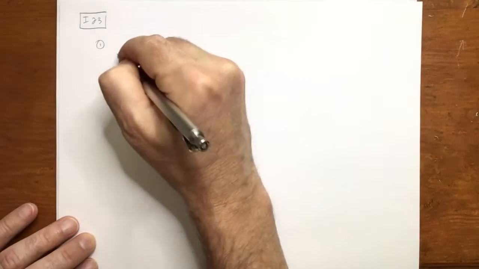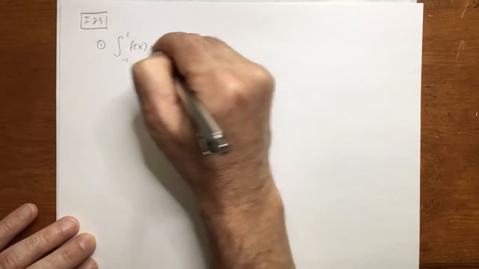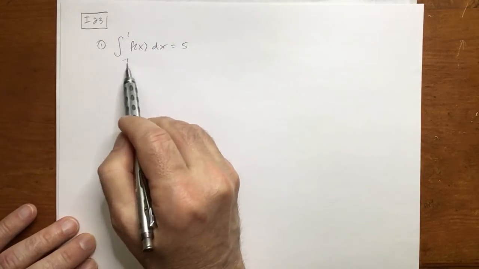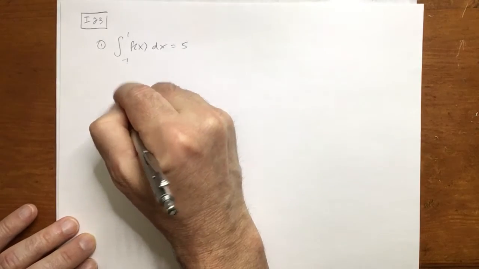So problem 1, let's say I give you that this is true. So don't forget what we're saying. This is the area under this curve from -1 to 1. We don't need the picture. Okay, let's say I tell you that this is true.